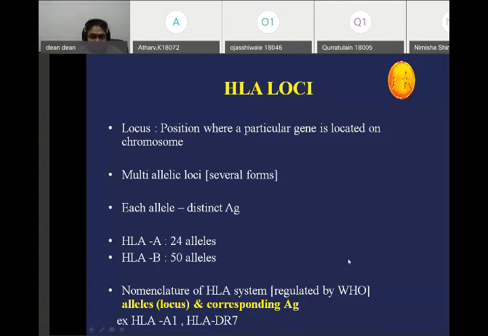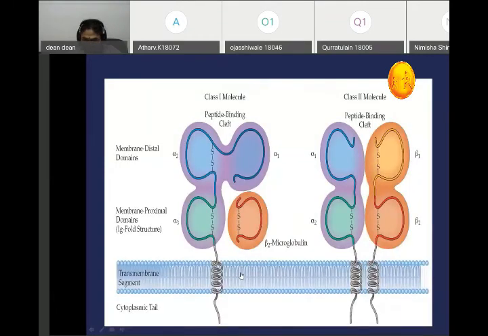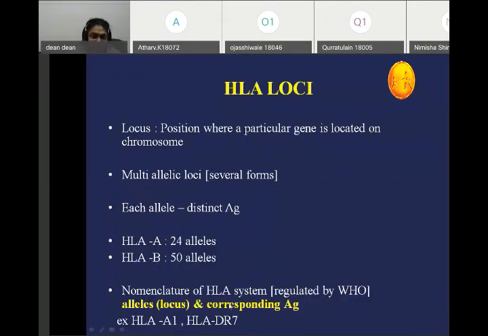According to WHO, in the nomenclature of the HLA system, alleles are labeled by locus followed by the corresponding antigen. For example, for HLA-A1, A is the locus followed by the number 1. HLA-DR7: DR is the locus followed by antigen 7.